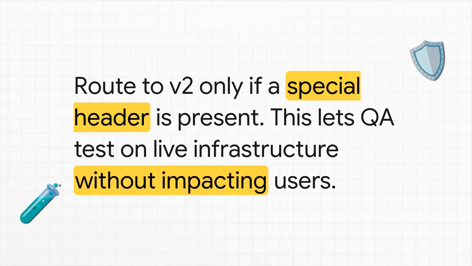And check this out, because this is really cool. Istio has an even safer trick up its sleeve. You can set it up so that it only sends you to version 2 if your request has a secret password, basically, a special marker called a header. This is a game changer for internal testing. Your QA team can test v2 on the actual live system just by adding that header, while every single real user stays safely on v1. It's like the ultimate safety net before your safety net.